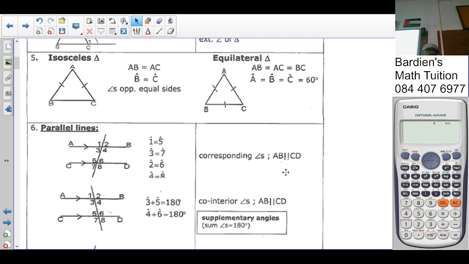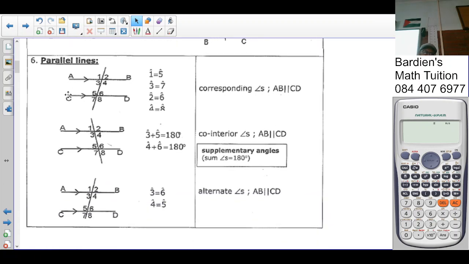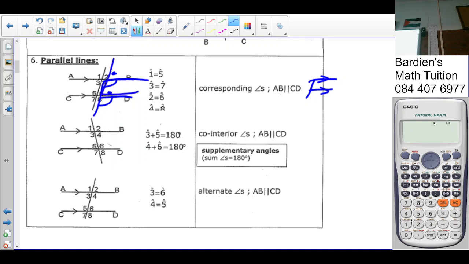And if lines are parallel, we can use these three theorems. The first one is angle 1 equal to angle 5, for corresponding angles. It's basically the F. So angle 1 and angle 5, angle 3 and 7, that F is lying this way. Angle 4 and 8, that F is lying that way, and 2 and 6, that F is lying that way.